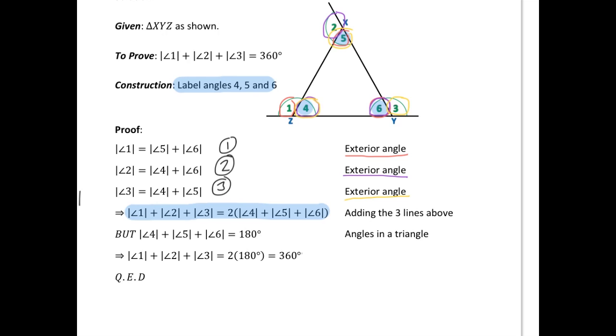And we've proven what we've been asked to prove, that angle 1 plus angle 2 plus angle 3 is equal to 360 degrees. So we write QED, and we're done.